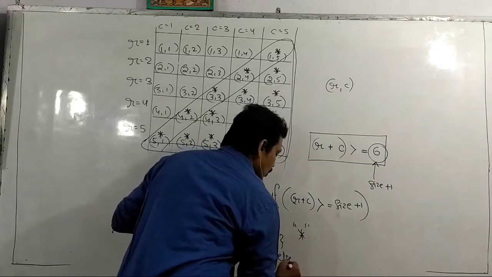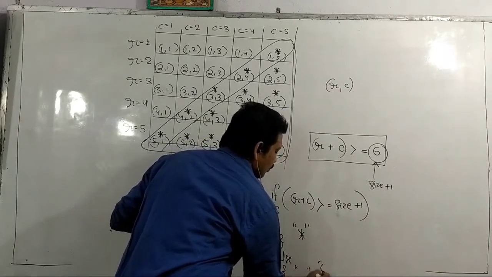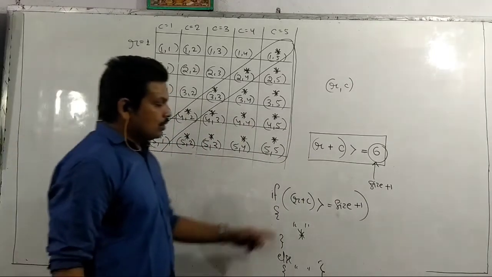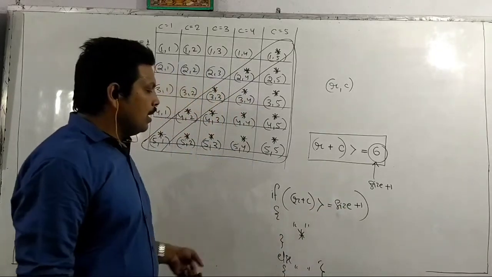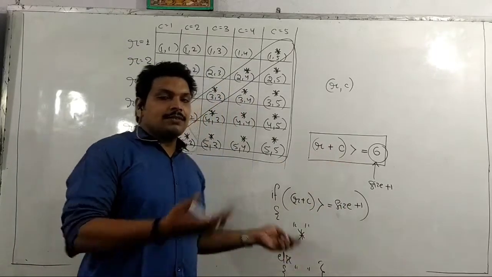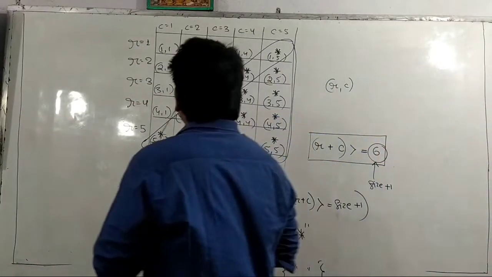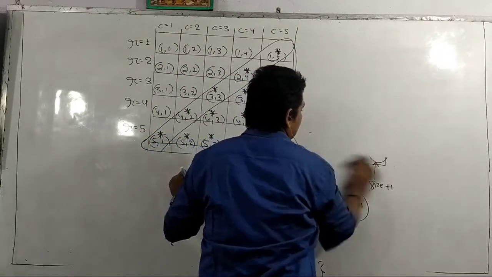Else, we will print space. So in this condition, if this condition is satisfied, we will print star, and if this condition is not satisfied, we will print space. So how to write the program? Listen. Okay, let me write it here.